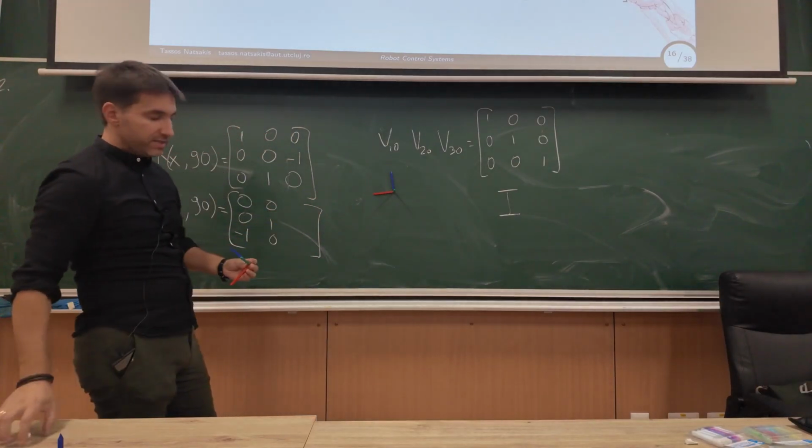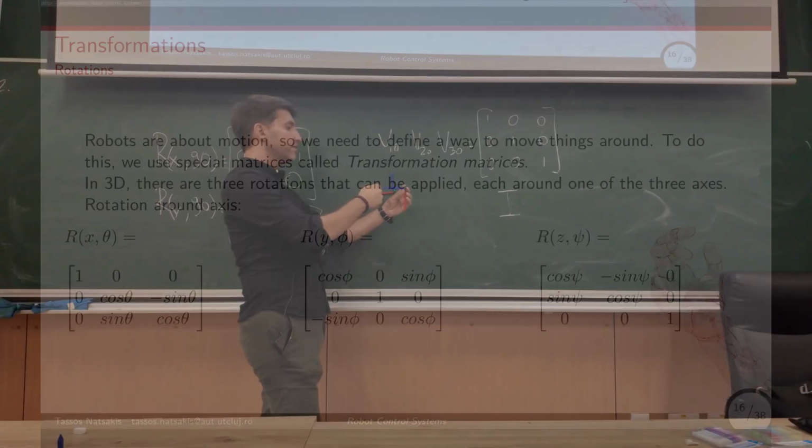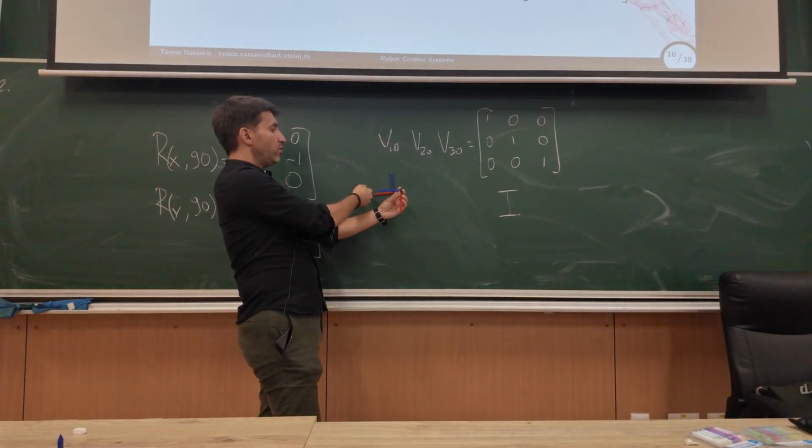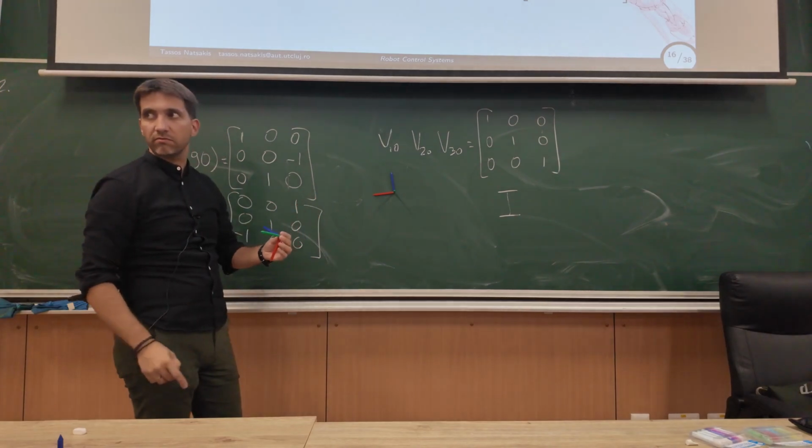And what will happen with the z? It will be 1, 0, 0, right? So now the z has the same direction as the old x. That's why it has 1 on x, 0 on y, and 0 on z, right?